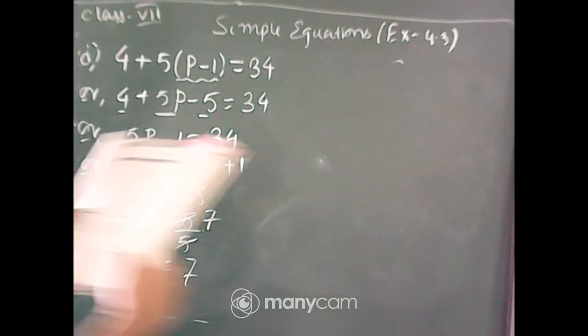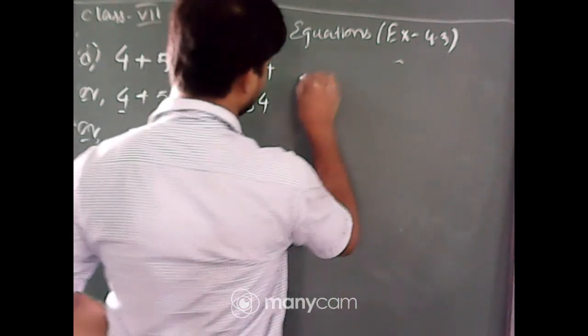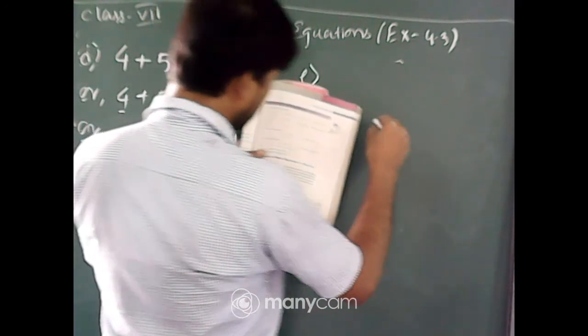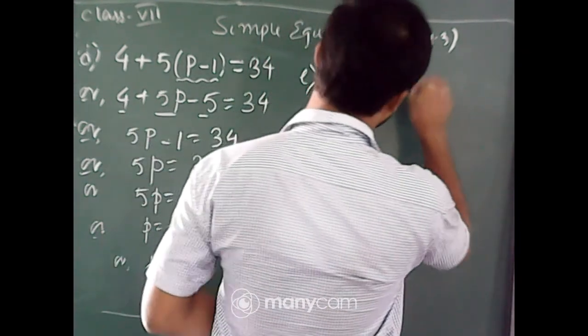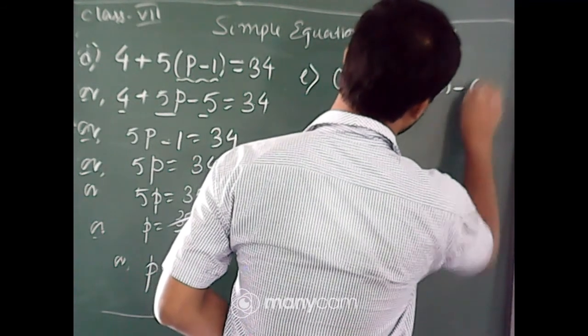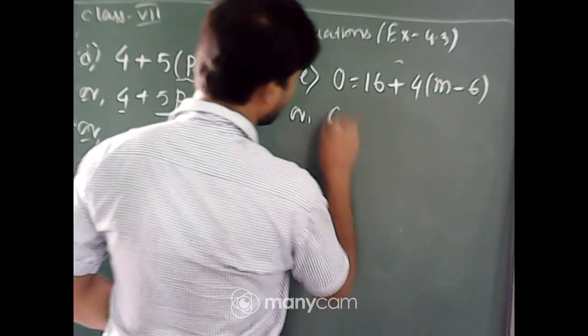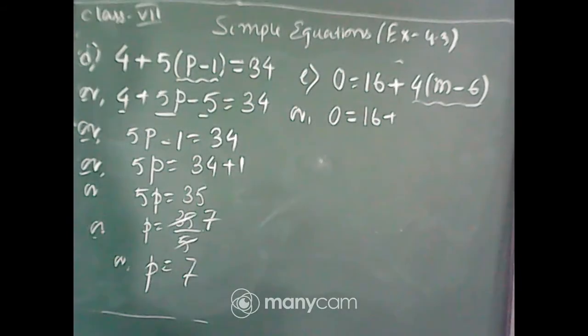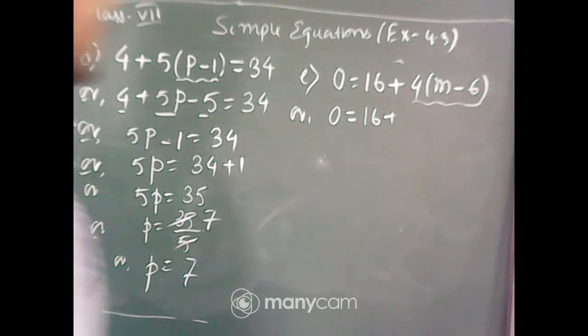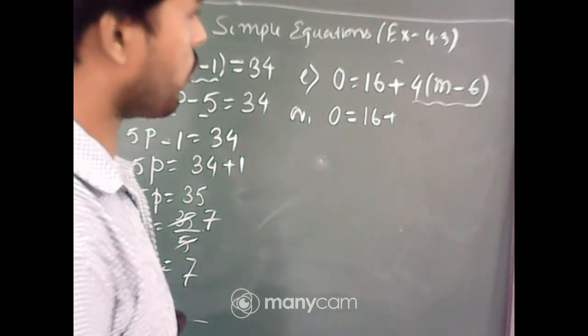Okay, now we'll do the last question, question number E. So E is 0 equal to 16 plus 4 into m minus 6. Now remove this bracket, 4 into m minus 6. Remove the bracket and tell me the answer. Means if I multiply the expression m minus 6 by 4, so what will be the result?